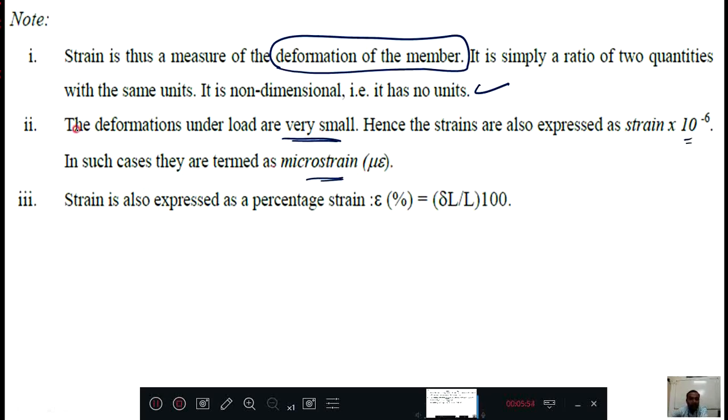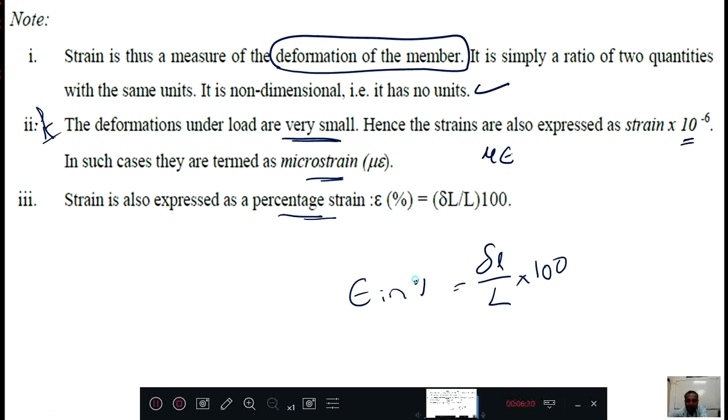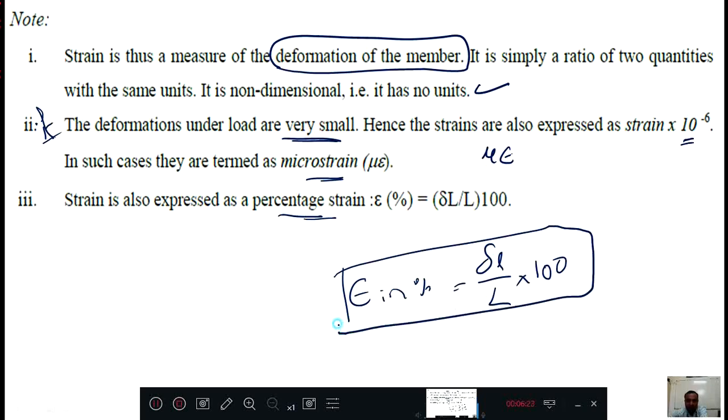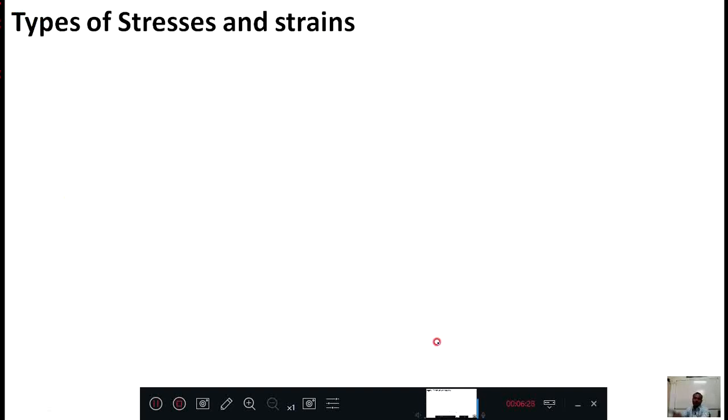If the deformations under the load are very small, then in that case you can use it as a micro strain. Micro means 10 raised to minus 6. Then again, strain is also expressed as a percentage strain. Percentage strain is your delta L by L multiplied by 100. Then this becomes strain in percentage. Okay, these are three important points with respect to strain.